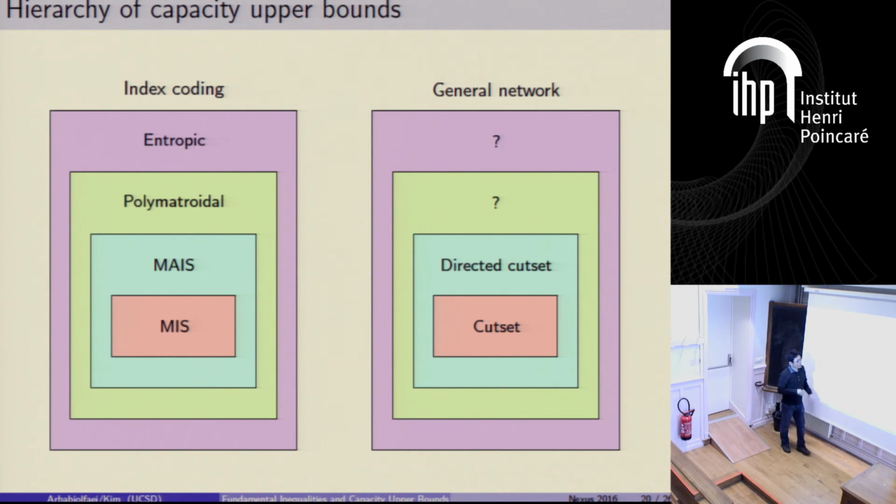For the general network, now we know two things. We have the cut-set bound, which is exactly the same as this. We have the directed cut-set bound, which is exactly the same as this. This bound, we don't know yet. But with enough hints, I believe somebody can figure it out pretty soon. And then, of course, there is the fundamental bound.